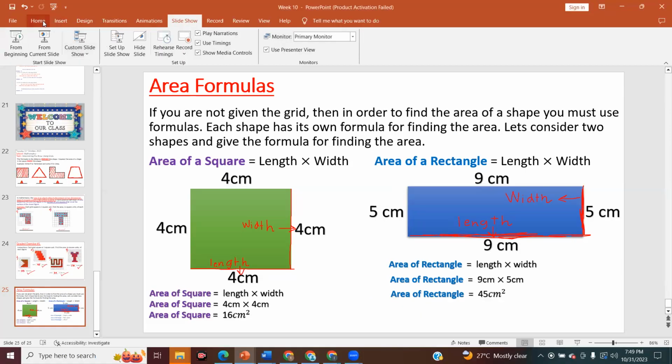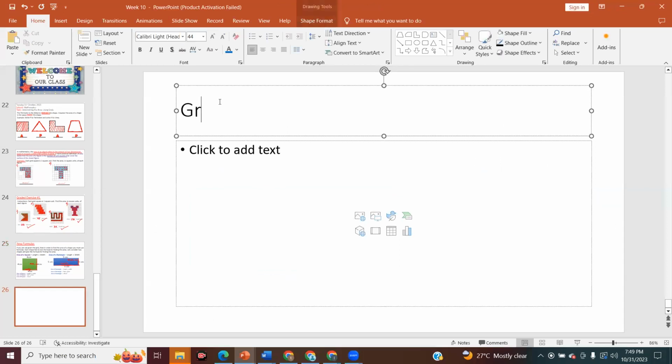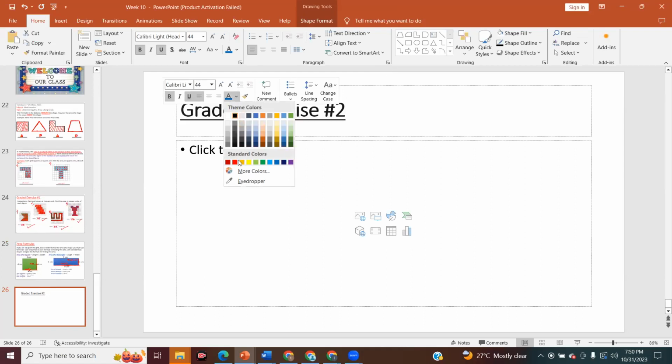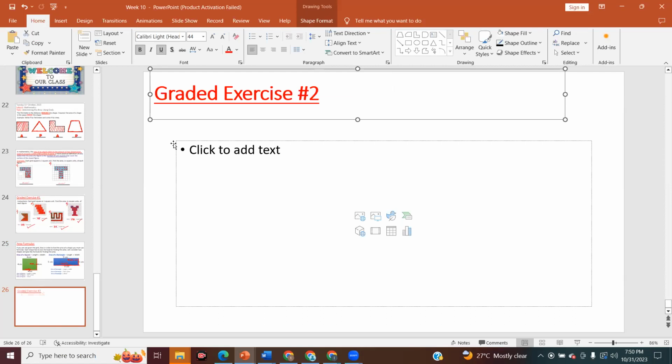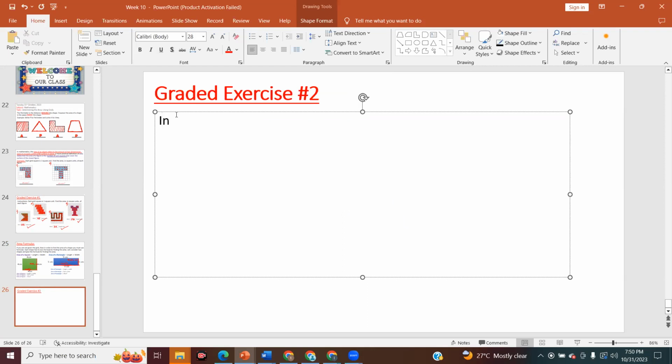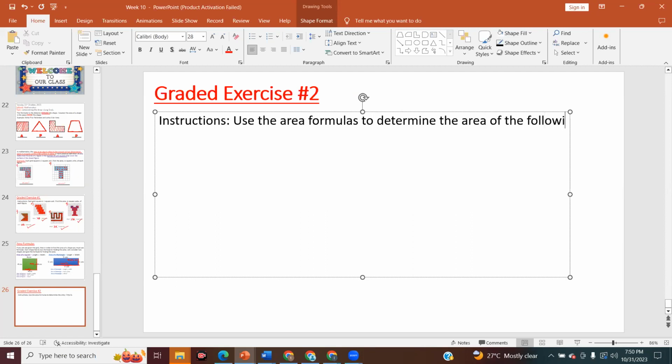Now let's move on to a simple exercise on this, nothing deep. So this is exercise number 2. Like I said, a brief exercise so that we can quickly move on to our sciences. I'm just going to give you 2 instructions. Use the area formulas to determine the area of the following shapes.